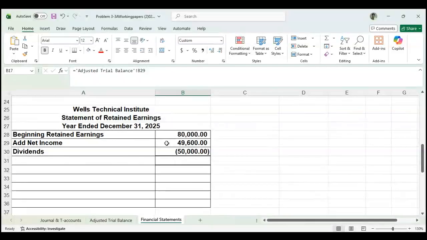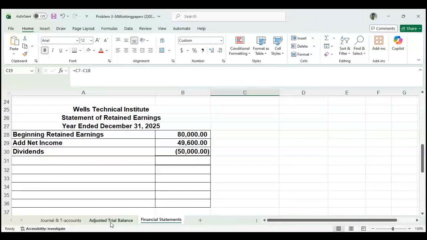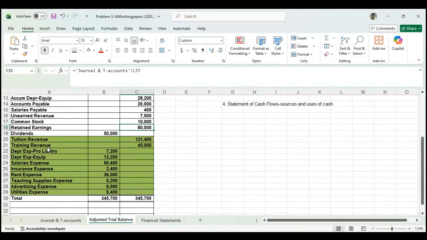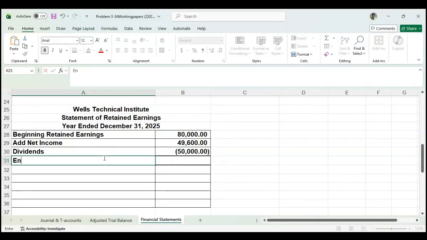So going back down here, we have net income, which we got from here, and then the dividends, which we got from the adjusted trial balance, of 50,000. Just looking at this quickly, dividends, if you recall, are part of the net income that's shared with the stockholders. So they paid out more dividends than they had in net income, which they may want to look at for the future. So their ending retained earnings will be a little less than they started with.